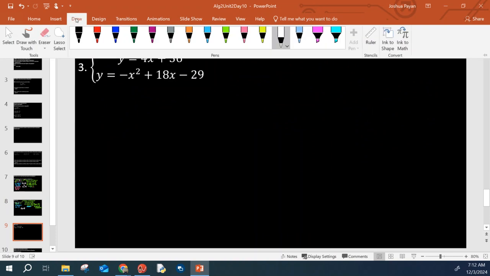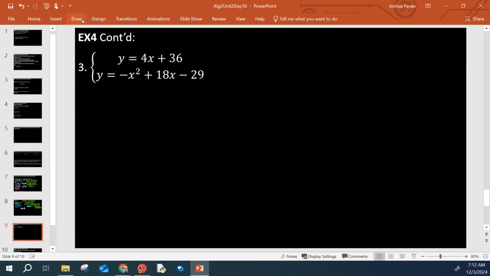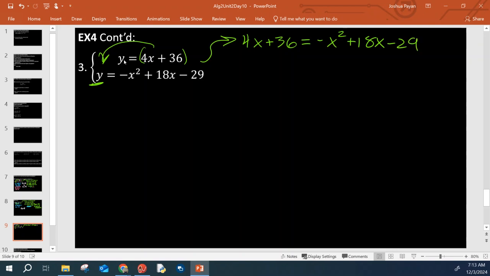Now, our next example. This is where we're going to have no points of intersection, but let's just do the math and see where it takes us. Let's pretend I didn't say that. Anyway, it's the same process. I know y is equal to 4x plus 36, which means this y also is equal to that same thing. And I substitute, I simplify to get this into standard form, right? So I'm going to do minus 4x minus 36. That's going to give me negative x squared plus 14x minus 65 now equal to 0.